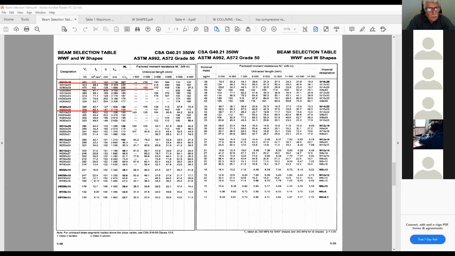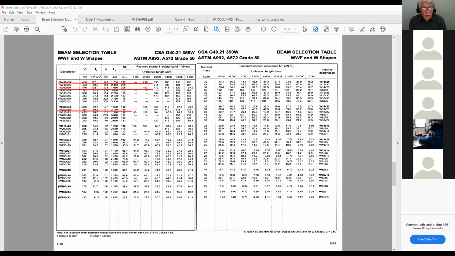Okay, the same price. It's the same weight, so you're going to be paying the same amount of money. The only difference is that you're going to have a better moment of inertia. You're going to have a better shear. You understand? So you picked that one because VR and IX are bigger. Okay, I get it.